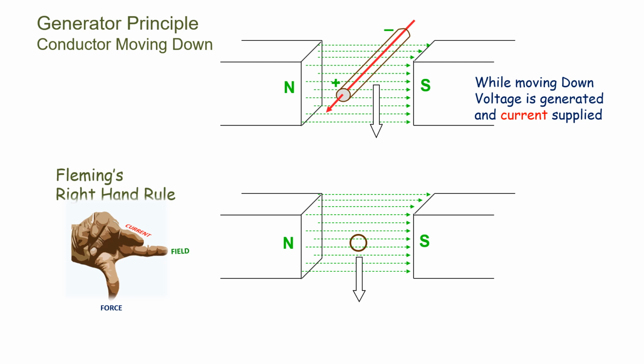Here also the second finger oriented outward will give you the current direction. If you treat the outward current by means of an arrow coming out, the tip of the arrow will indicate a dot. So we put a dot inside the conductor, which shows that the current is flowing outwards.